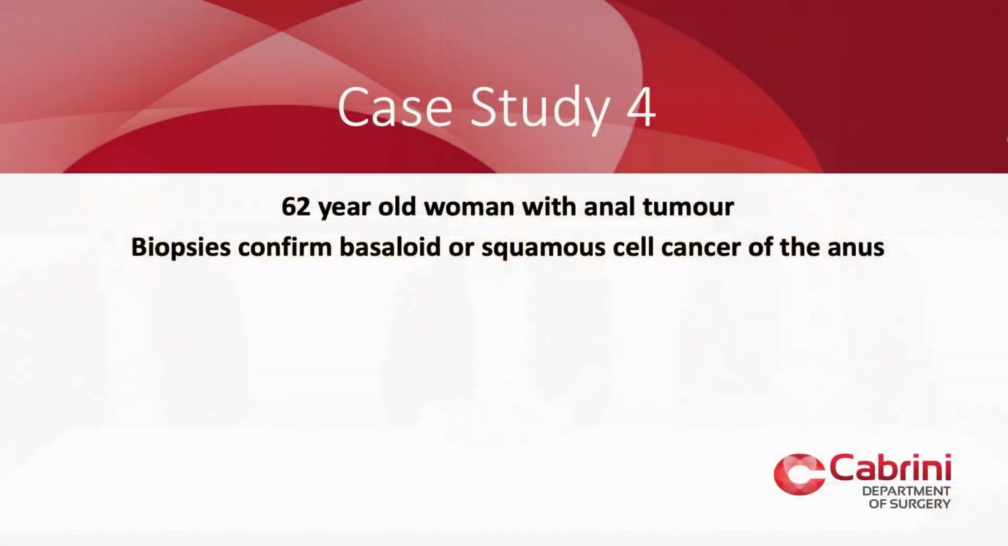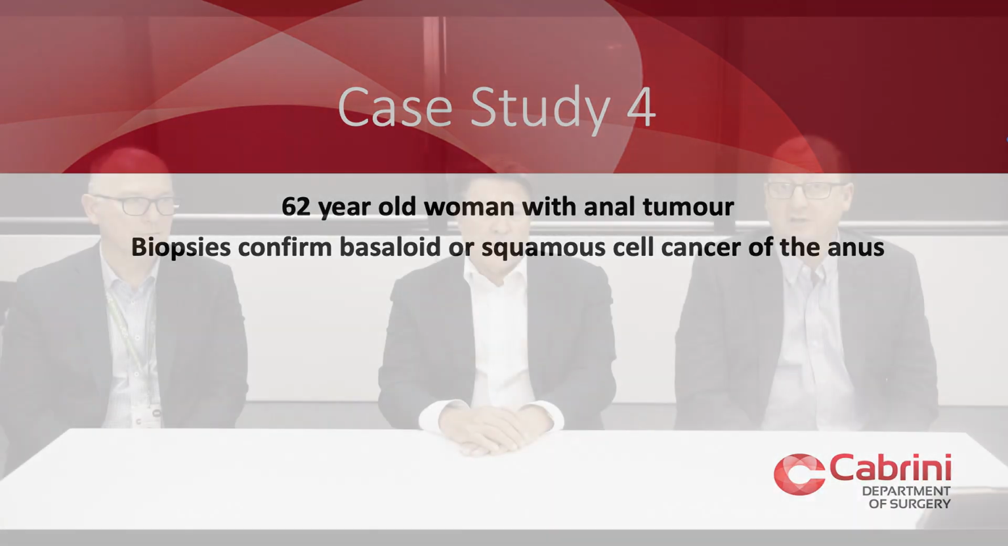Case 4 is a woman who presented again with an anorectal tumour. She was referred for colonoscopy. She had a tumour right on the sphincter mechanism, and biopsies on this occasion showed a basaloid pattern of squamous cell carcinoma of the anal canal. Ian, what would you regard as contemporary management for this patient in 2020?